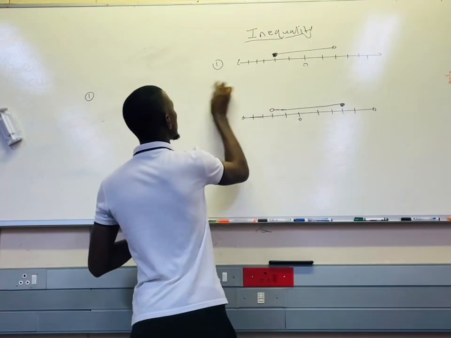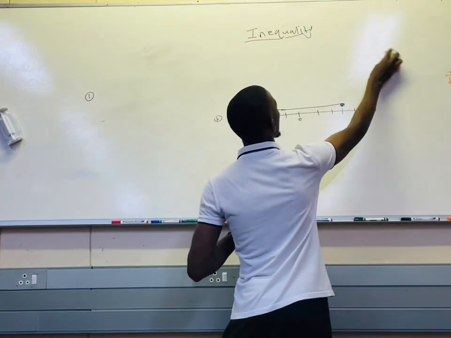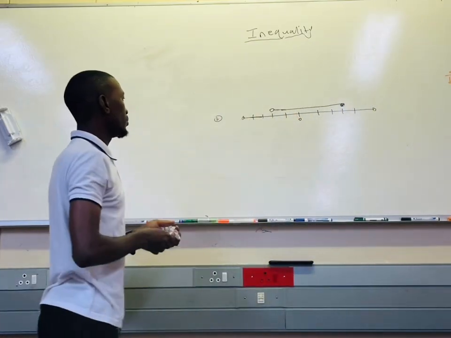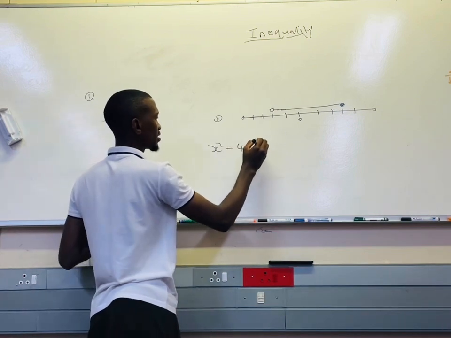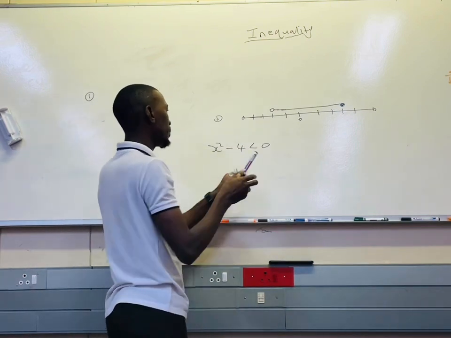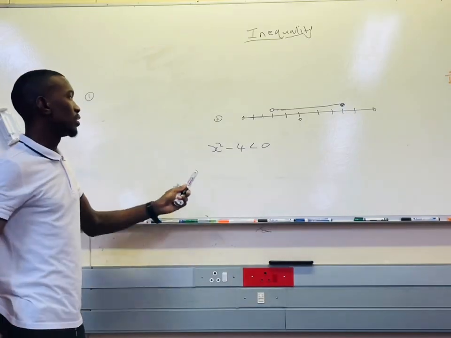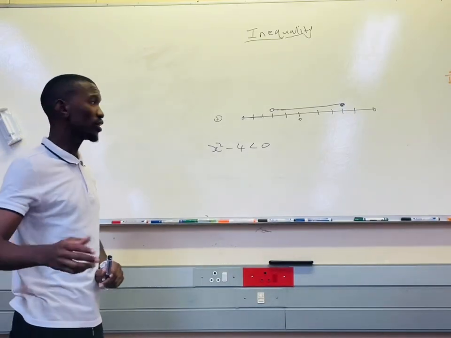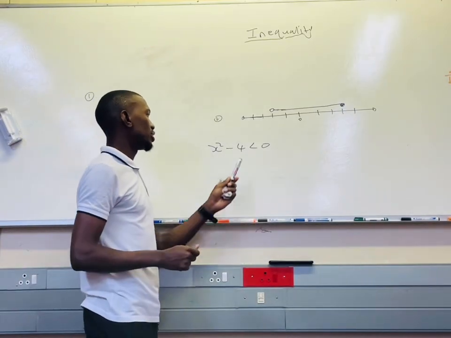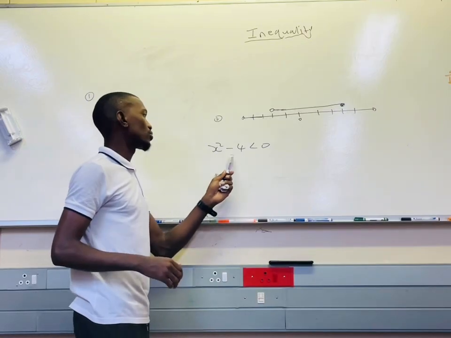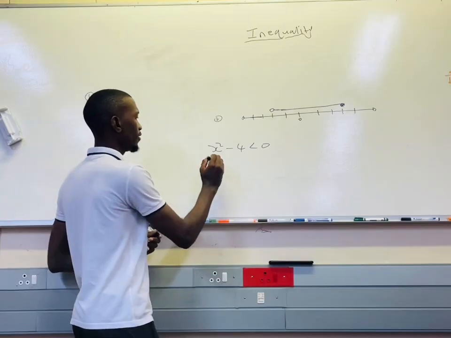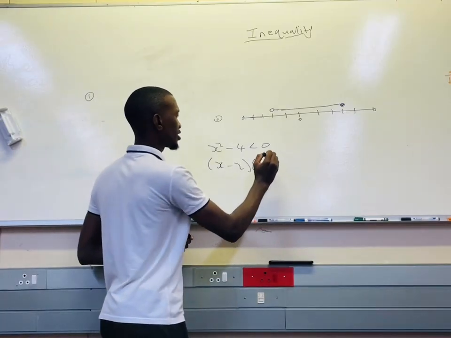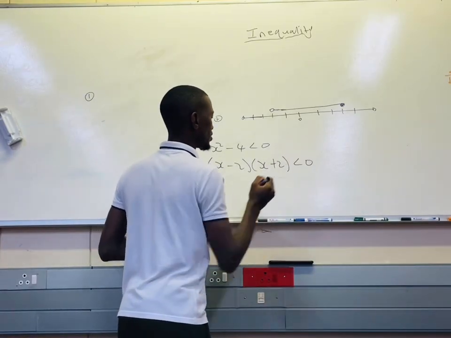Let me try to do something different with you guys. Maybe you might have something like this: x squared minus 4 is less than 0. How am I going to solve this type of problem? What you have to do is factorize this. You can see this is the difference of two squares, so I'm going to have x minus 2 times x plus 2, all less than 0.